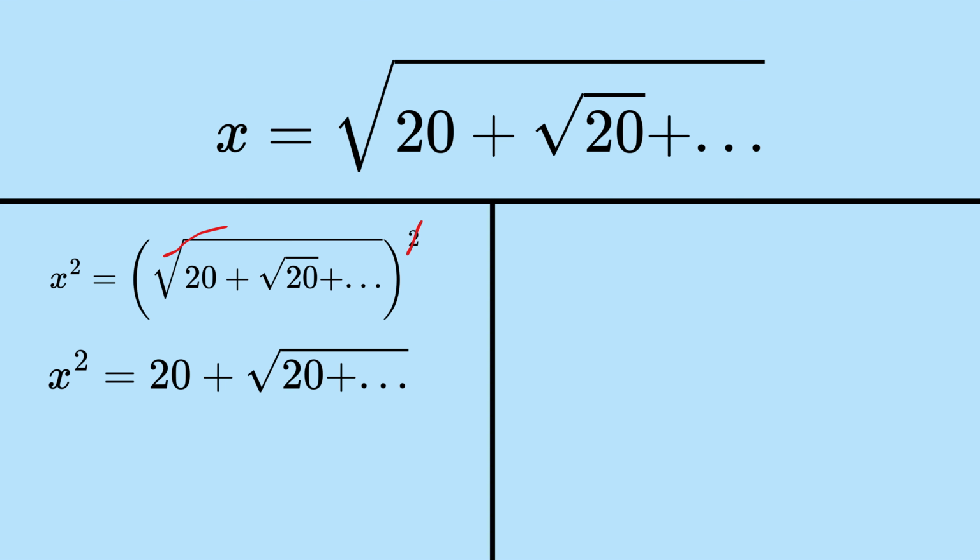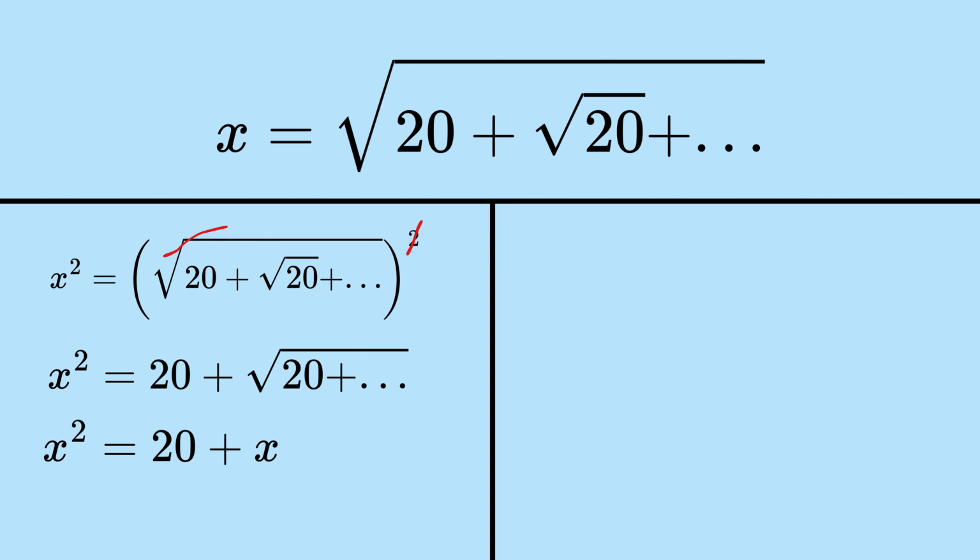Whoa, did you see that? If we look closely, the part right next to the 20 is actually the exact same expression we called x in the beginning, because even if you remove 20 from infinity, you still have infinity left. So the equation transforms into this. X squared equals 20 plus x.